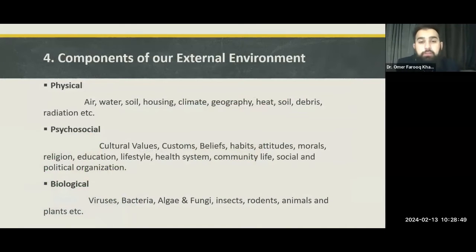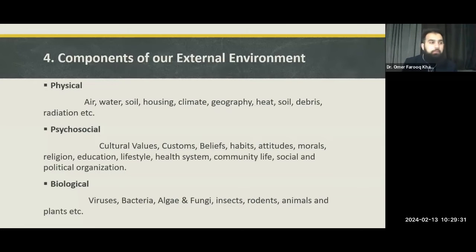So then there are components of our external environment. Whenever we talk about human beings, for example, if we talk about our environment, then there are different components of our external environment. And these components are physical components, psychosocial components, and biological components. So what are the physical components? Physical components of our external environment are air, water, soil, housing, climate, geography, heat, debris, radiation. So physical components can be abiotic or man-made.